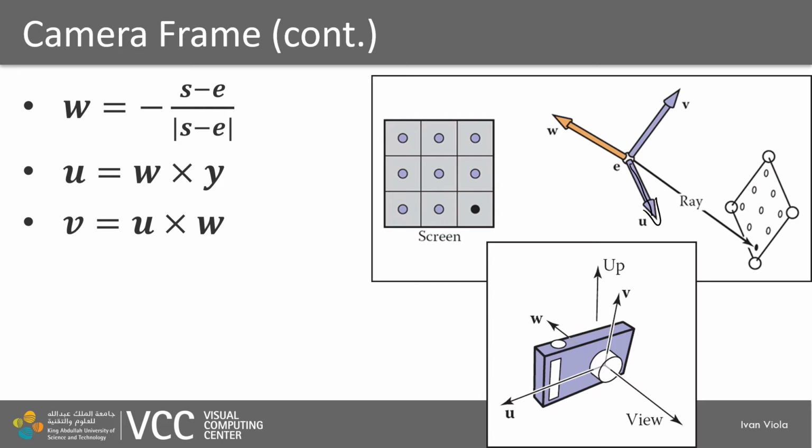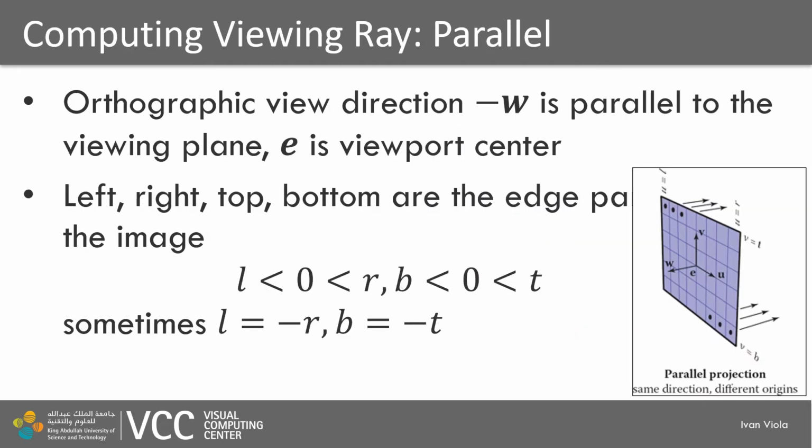These two vectors u and v will be very important for defining the sample points in our image. We will show how.